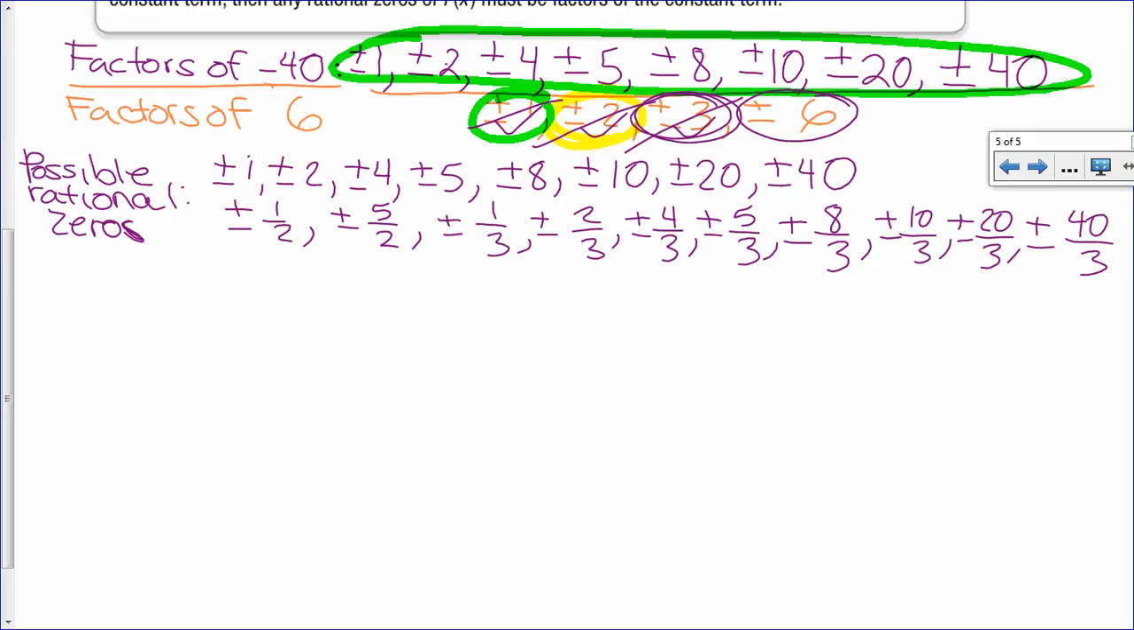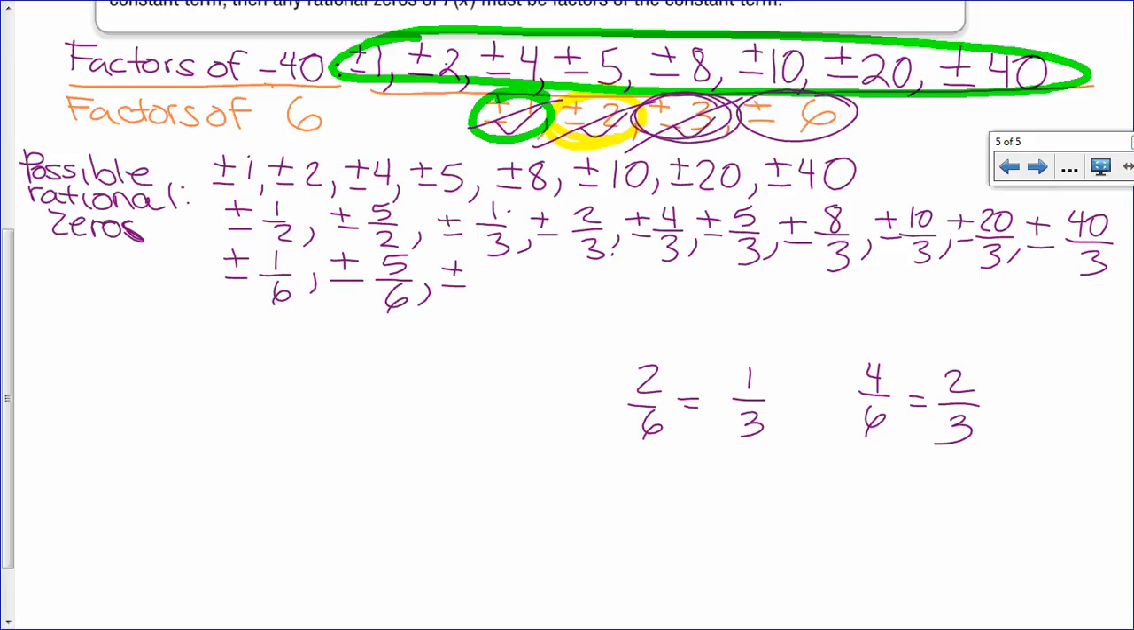So you guys ready? Okay, so 1 divided by 6, 1/6. 2 divided by 6, 2/6. But that one reduces to 1/3. And I already have 1/3. Okay. 4 divided by 6 reduces to what? 2/3. We already have it. Okay. 5 divided by 6, we don't have that one. 8 divided by 6 reduces to what? 4/3. And we already have it here.